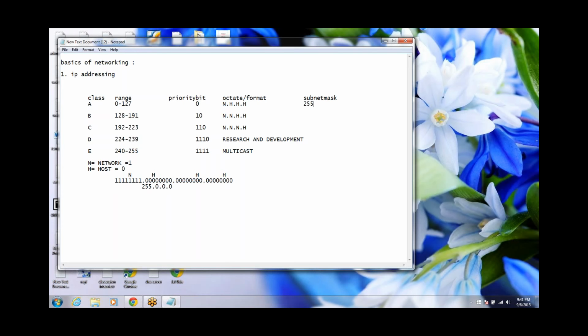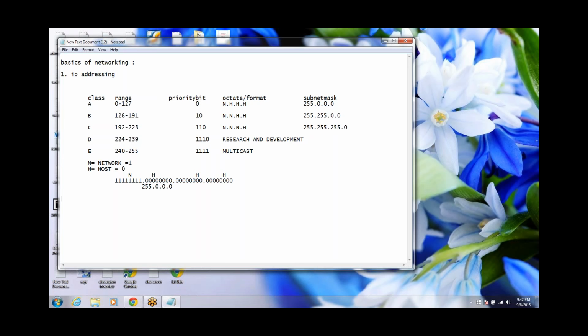The subnet mask of class A is 255.0.0.0. Now, based on the same calculations, if you do it for the second one here, the subnet mask of class B will be 255.255.0.0. And the subnet mask of class C will be like this: 255.255.255.0.